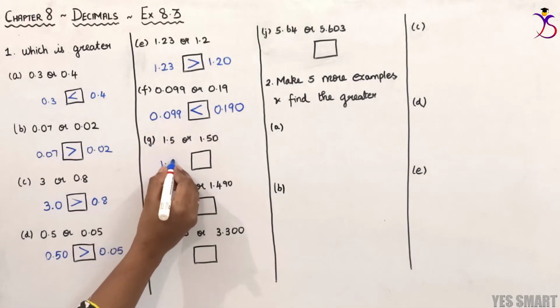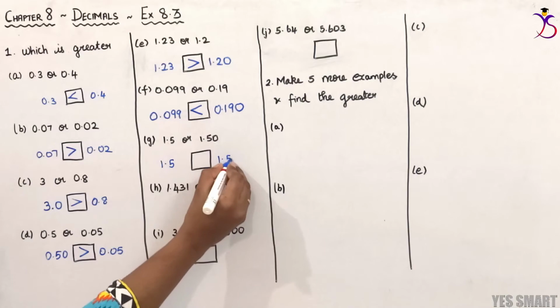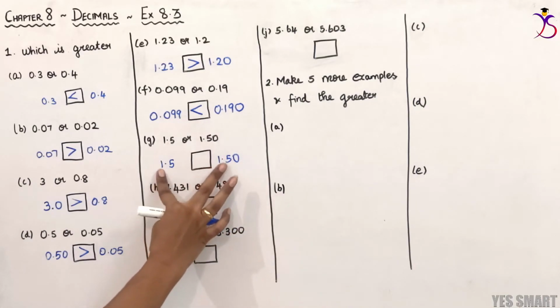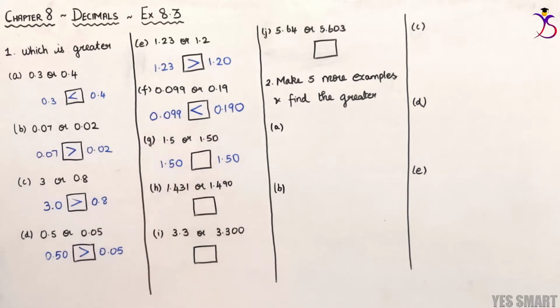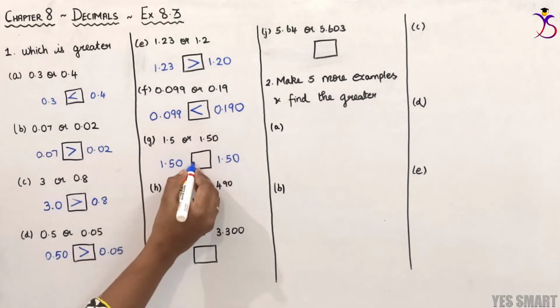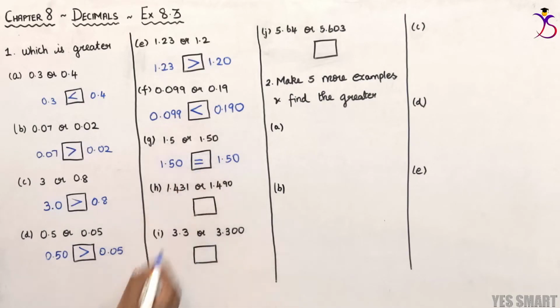Now G sum, let's add a 0 to 1.5 so that both the values are like decimals. On comparing digit by digit, all the digits are equal, therefore both the values are equal.